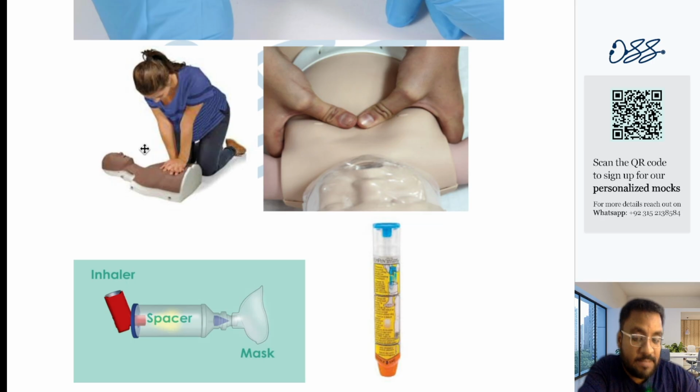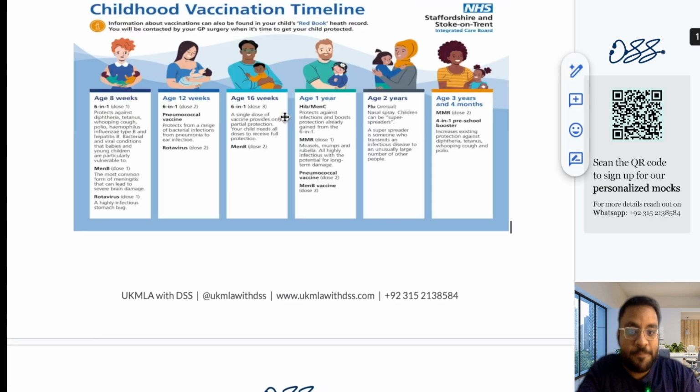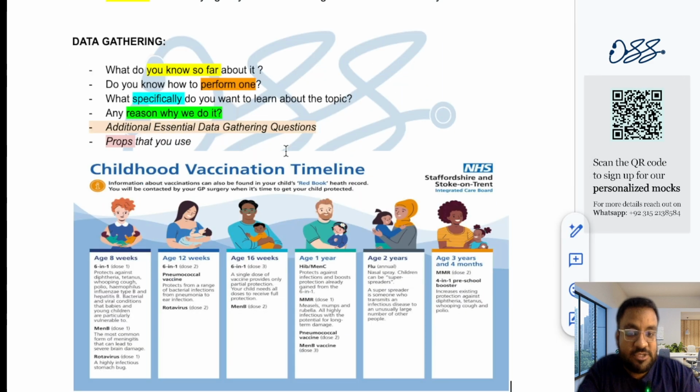So you have to use the mannequin and show them how to do the CPR, instead of just saying that okay, you need to put your dominant hand and then lock your elbows and then do 30 compressions followed by 2 rescue breaths. You verbalized it, fine, but you did not use the mannequin, you're not going to score well, you're going to lose the marks on the data gathering. So actually perform the CPR on the mannequin. Okay, that is what using the prop means.